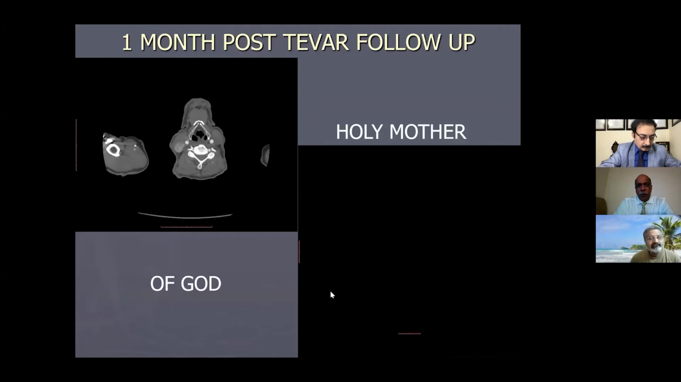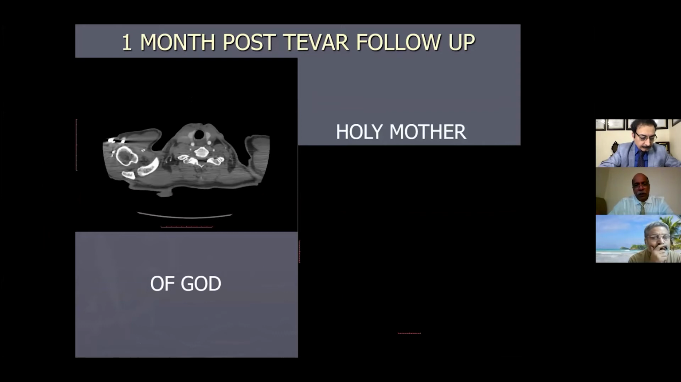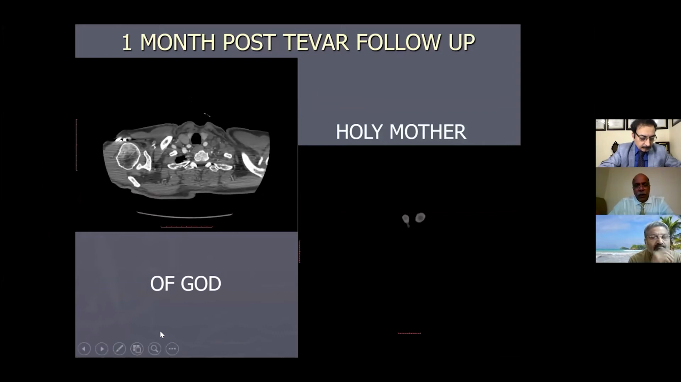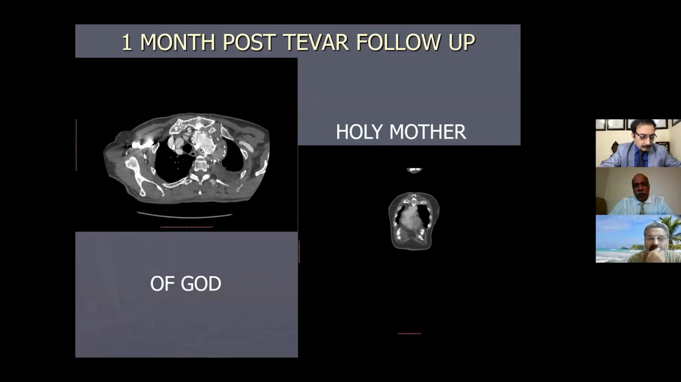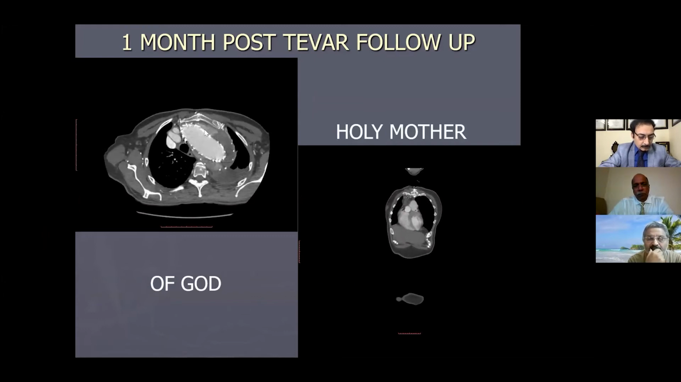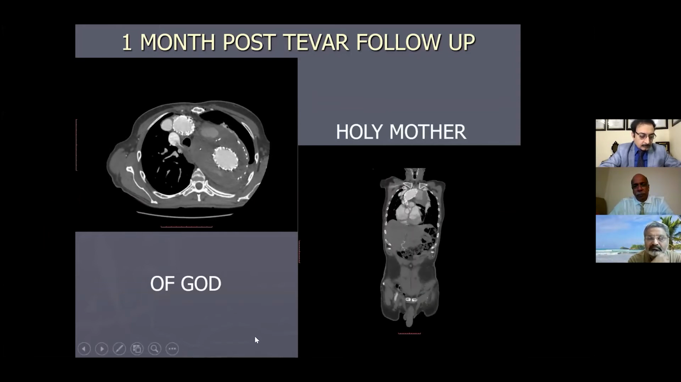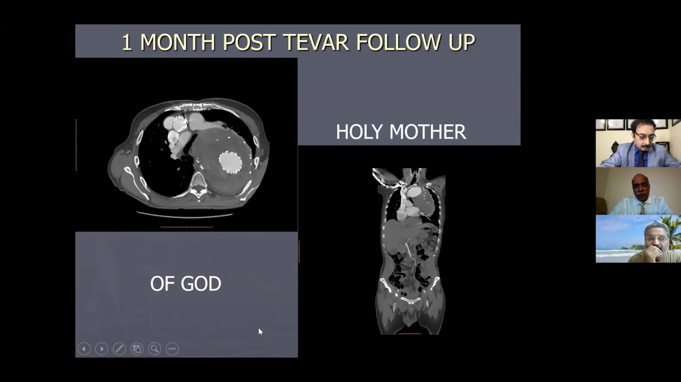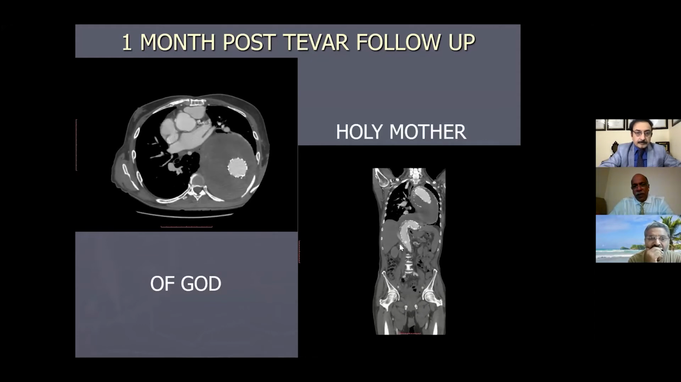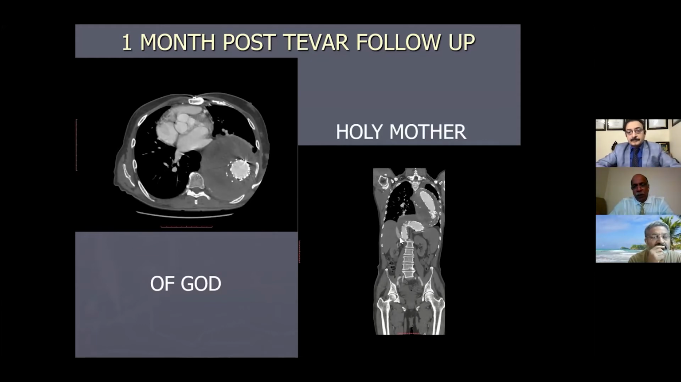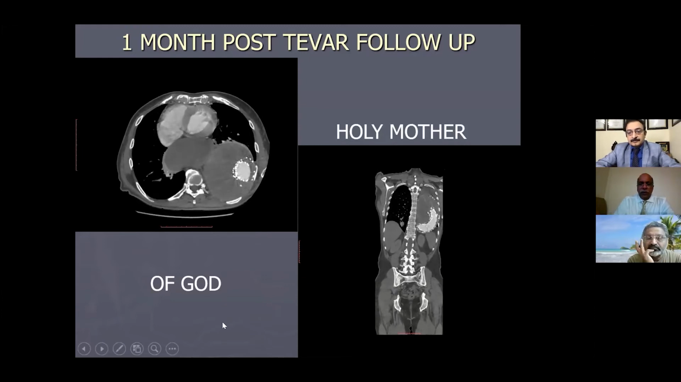So at 1 month follow-up, this patient came back and we asked for a CT. And this is what we found. There is definitely an endoleak here. And not only that, there was another endoleak. So the upper one was a type 1A endoleak and this was a type 1B endoleak here. So we said we can't leave him like this.